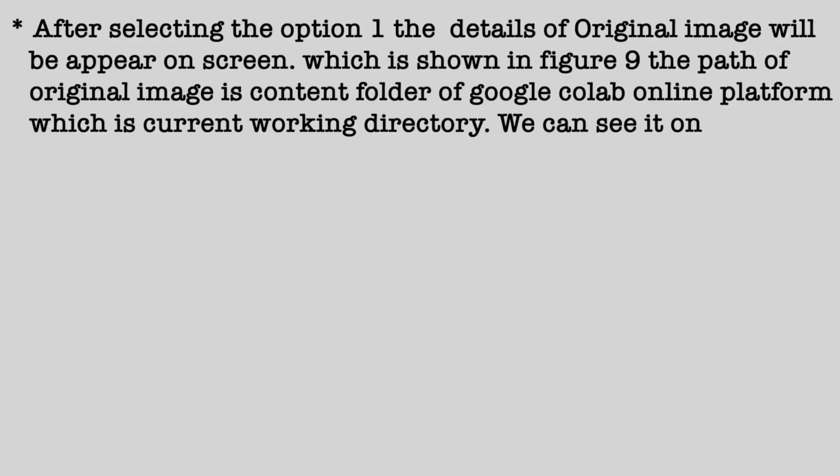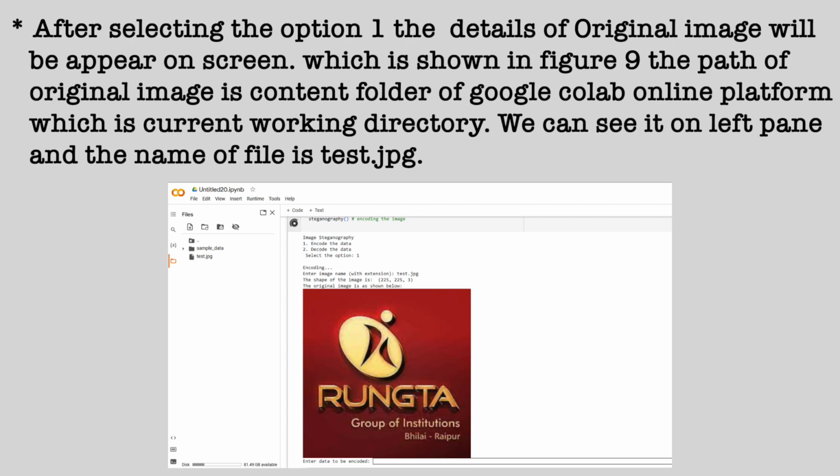It will ask the option for encoding or decoding, so we will choose option 1 to hide the data into images. After selecting option 1, the details of the original image will appear on screen, which is shown in figure 9. The path of the original image is the content folder of the Google Colab online platform, which is the current working directory. So we can see it on the left pane, and the name of the file is test.jpg.